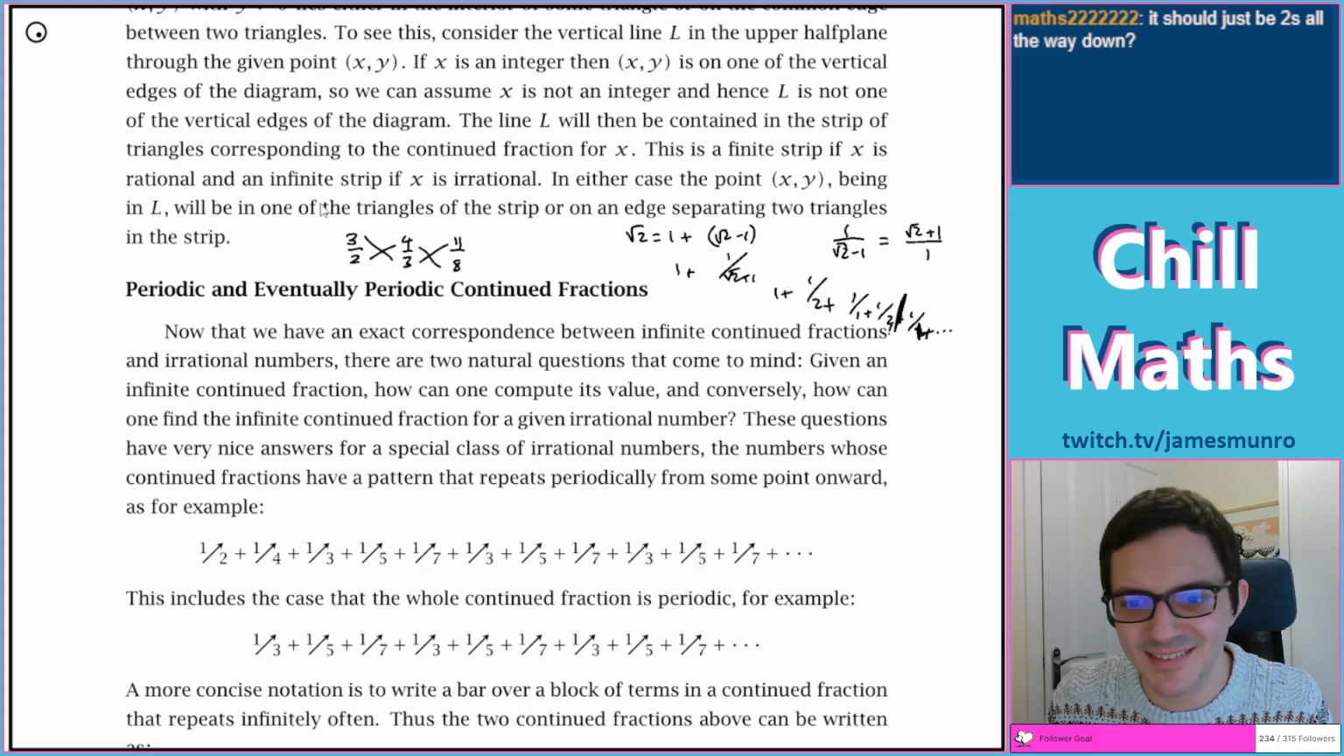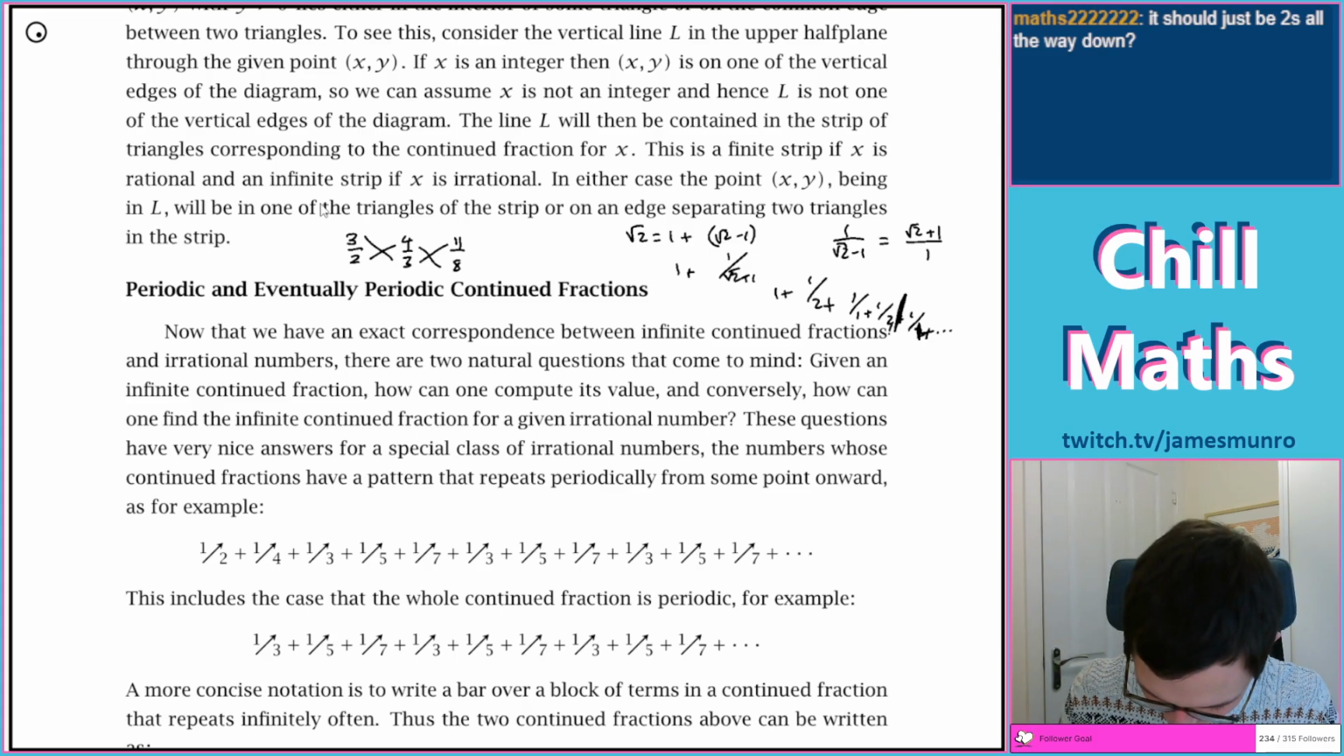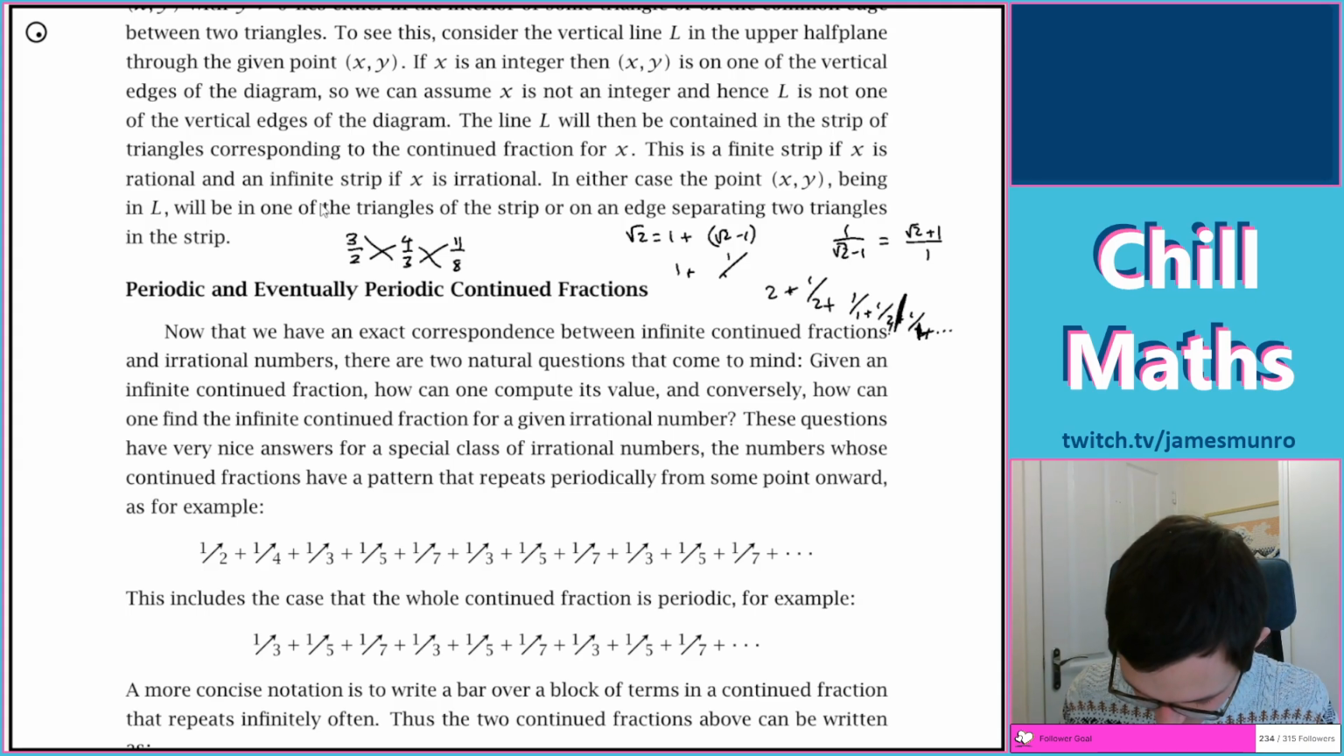Back in we go. Where did I go wrong? 1 plus 2. So there's a 2 in here. Plus root 2 minus 1, and then it repeats. So then it's 2s all the way down. Okay, good.